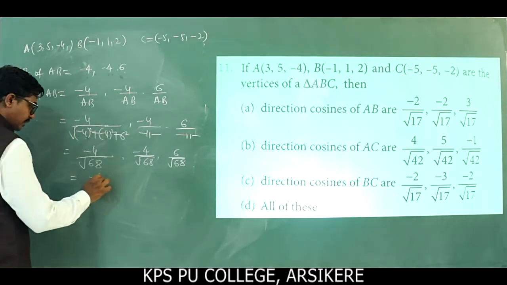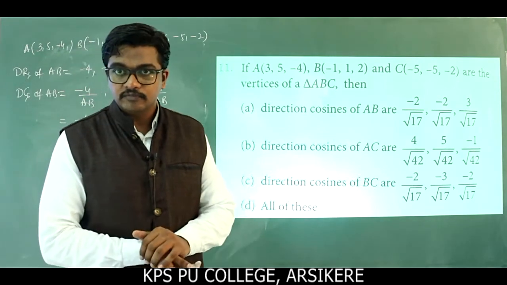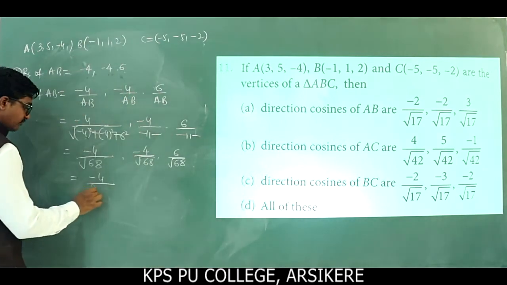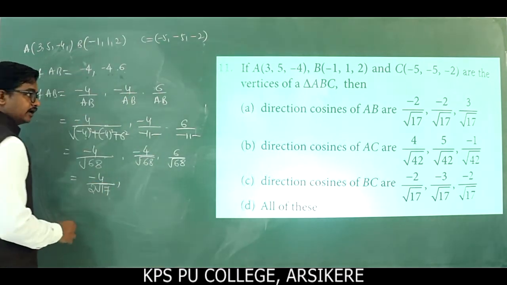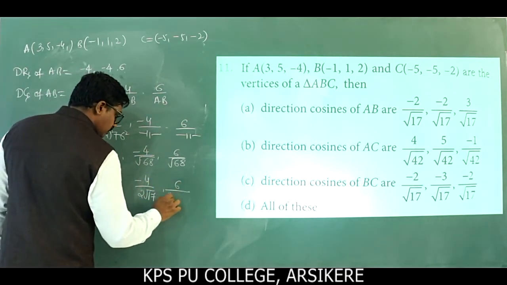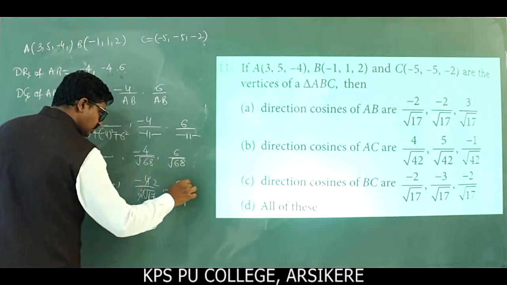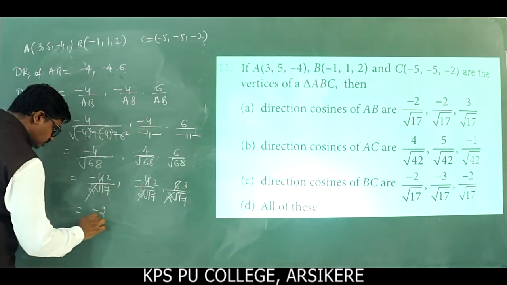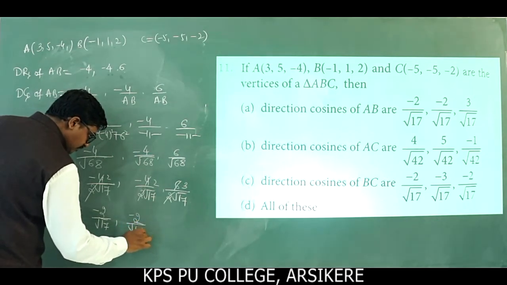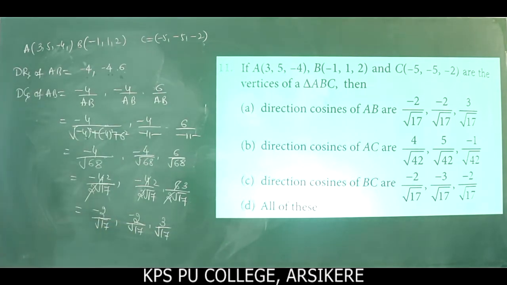Root 68 can be written with 17 times 4 is 68, so that is 2 root 17. The next one is -4 divided by 2 root 17, and here 6 divided by 2 root 17. 2 ones are 2, 2 twos get cancelled, 2 threes get cancelled. We are left with -2 divided by root 17, -2 divided by root 17, and 3 divided by root 17. So these are the direction cosines of AB.